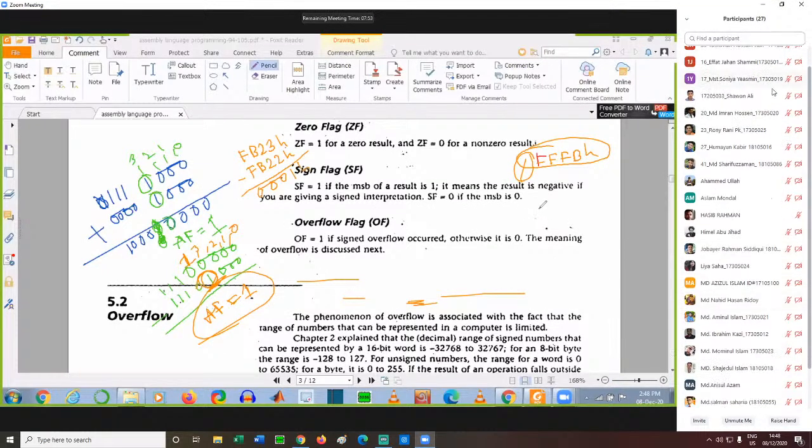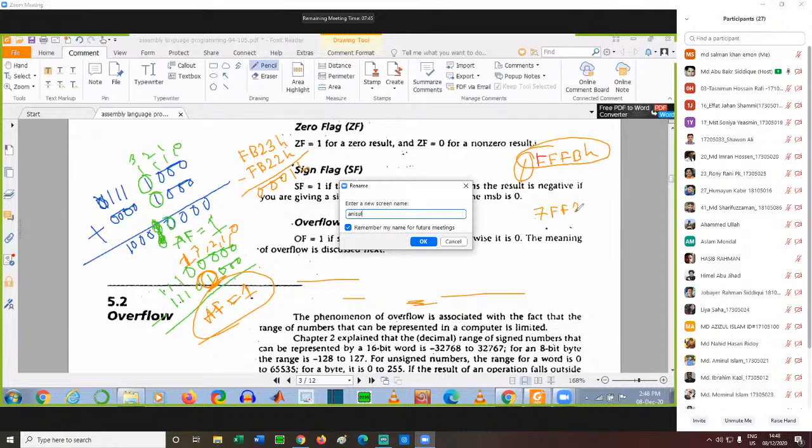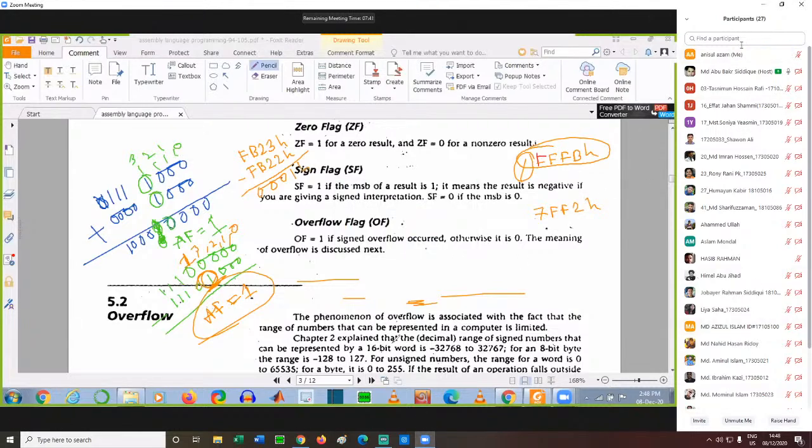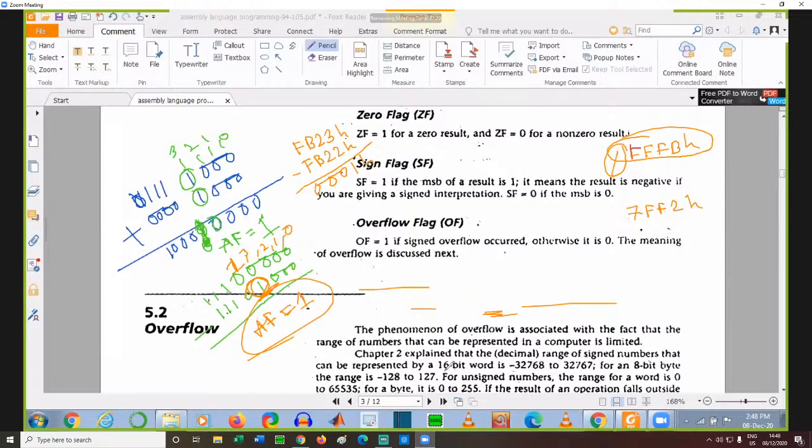Suppose I give you this number, 7FFF hex. What will be the sign flag for this case? Can you say what will be the sign flag for 7FFF? Sir, it will be 0, sir. Yes, for 7FFF it will be 0 because the MSB of the result is 0. So that's why it is 0.